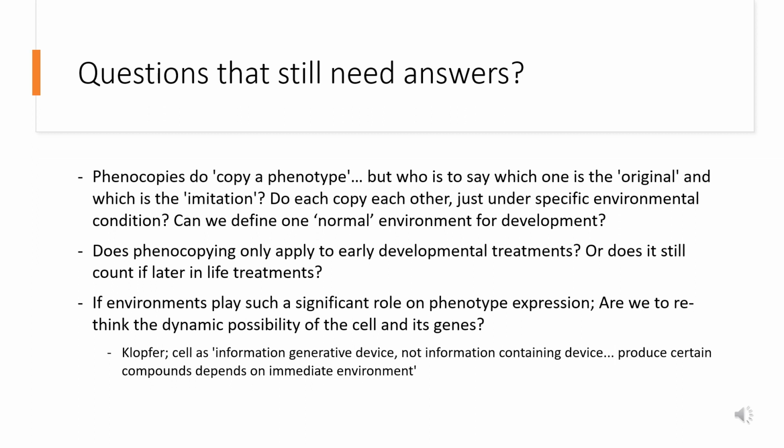Another question to answer is, do they each copy each other, or are there specific environmental conditions? And how do we define which is the normal environment for development? We can add external factors, treatments, to development, but who's to say which environment occurred? How do we know that thousands of years ago the environment was not so different, in which different chemical components could have influenced evolutionary processes in phenotype and phenocopying in that sense?